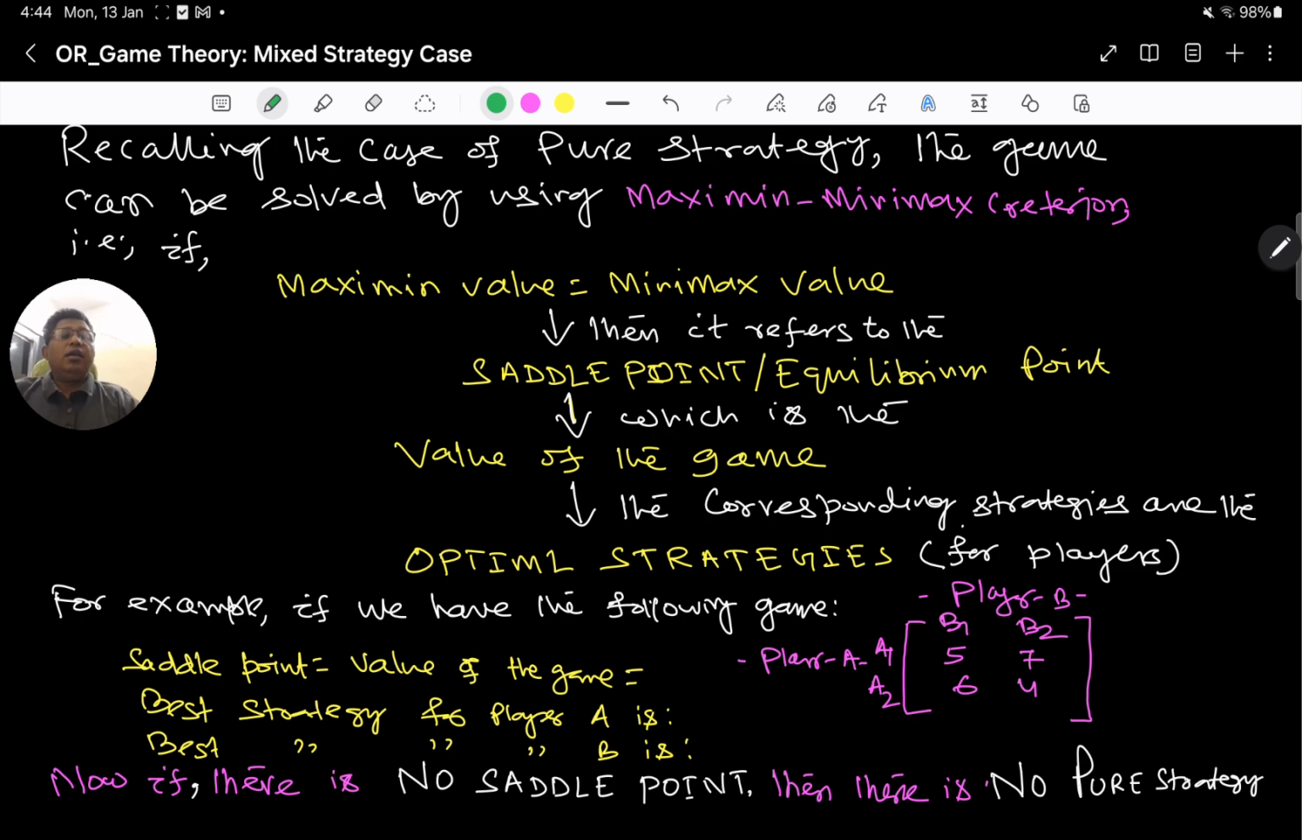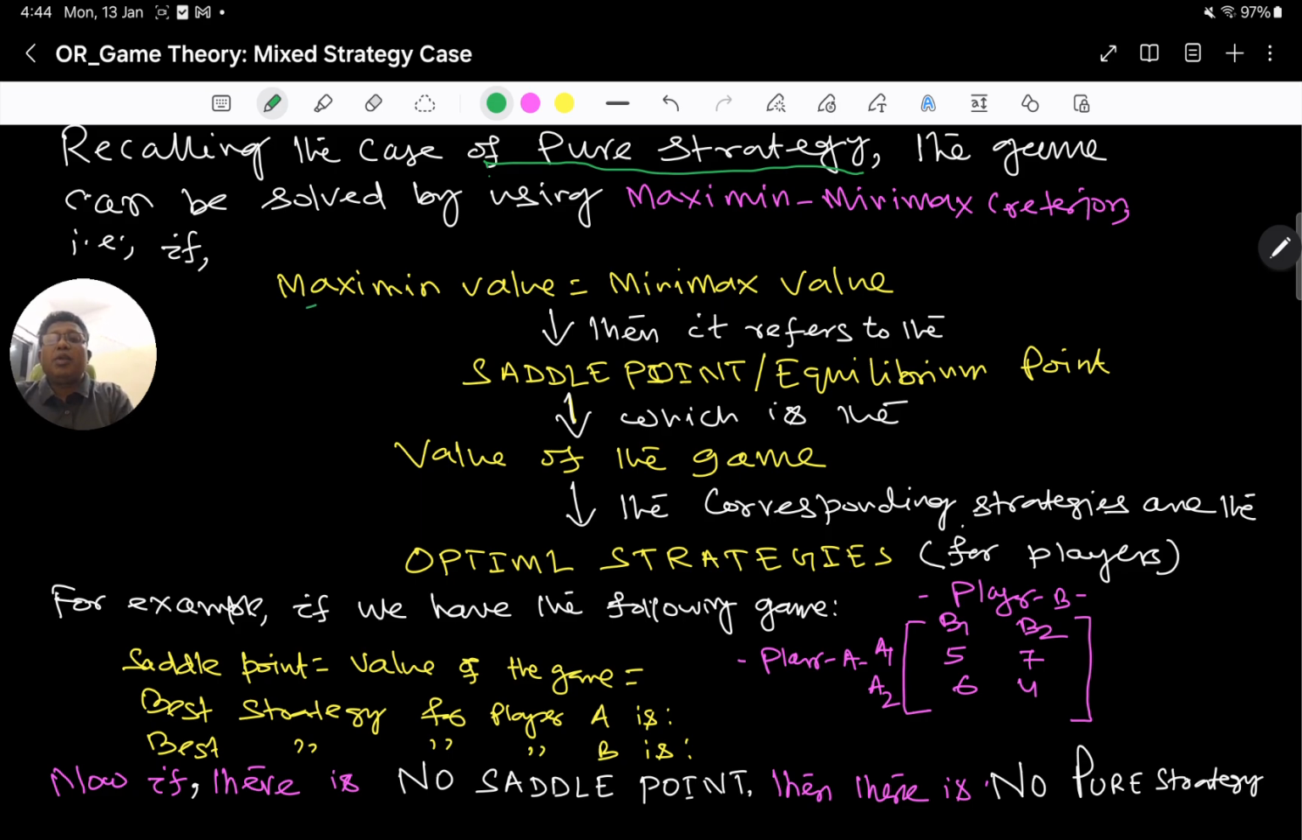Hello everyone. In this lecture, I shall discuss the case of mixed strategy to solve a game. In the previous lecture, I discussed the case of pure strategy. I have also given the introduction to game theory with basic notations and definitions. Now, recalling our pure strategy case as we discussed in lecture 1, right?